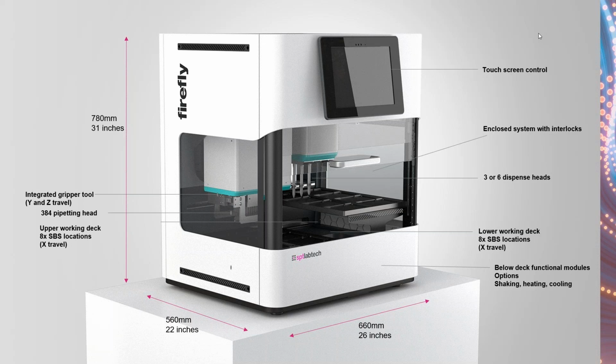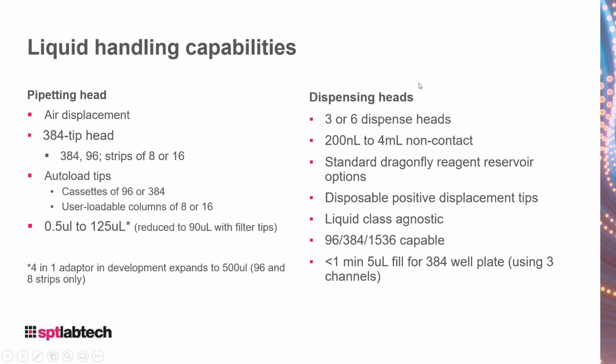So to give you a little overview of the pipetting capability, the pipetting head is a standard air displacement system. It is a 384 tip head. It can load either 384 tips, 96 tips, or strips of 8 or 16. So it's very flexible and adaptable, working between either 96 or 384 well plates, and also either whole plates or partial plates. So it's very adaptable.